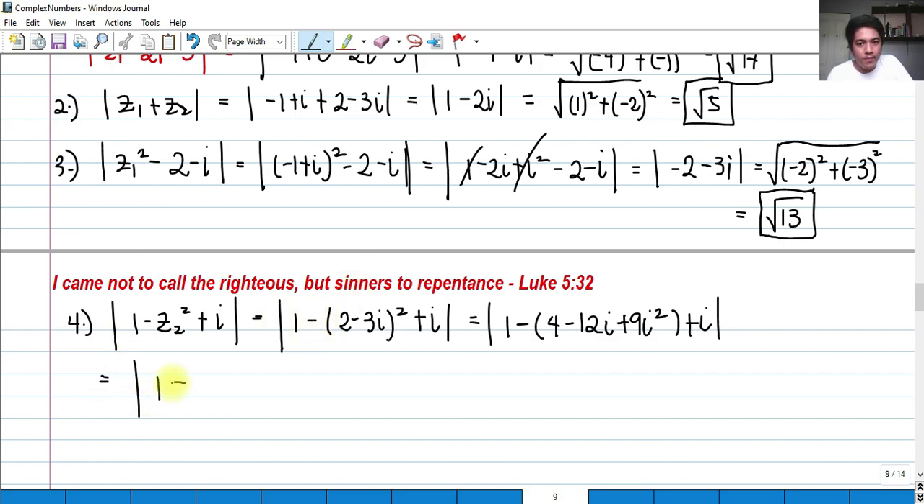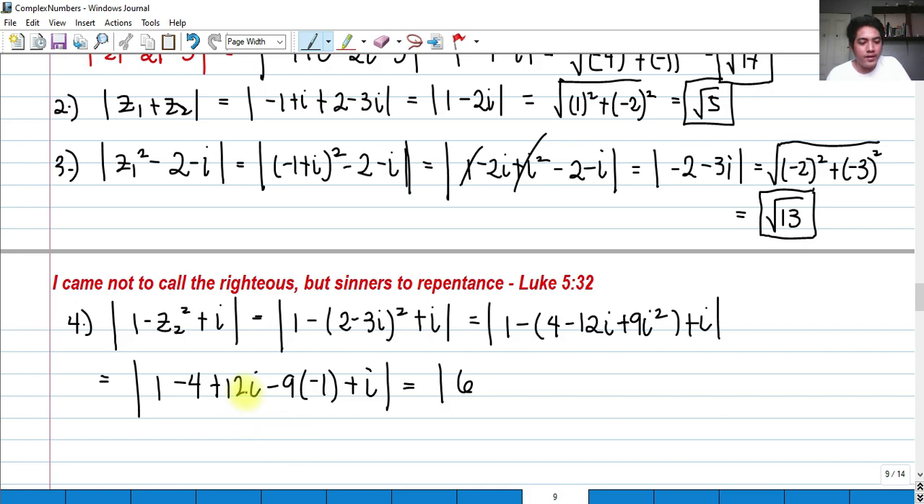So we have 1 minus 4 plus 12I. Then we have minus 9I squared is negative 1. Okay, plus I. Then we simplify this. So 1 minus 4 is negative 3 plus 9. Okay, because of negative 9 times negative 1, that's plus 9. Negative 3 plus 9, that is 6.